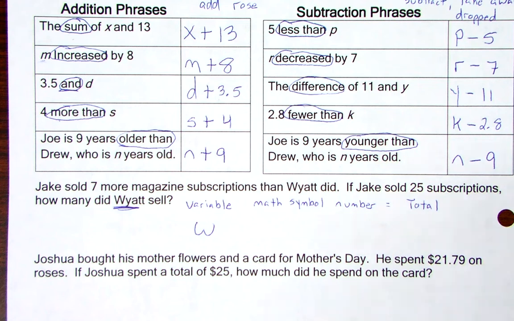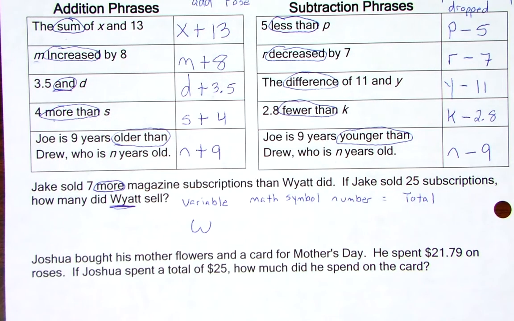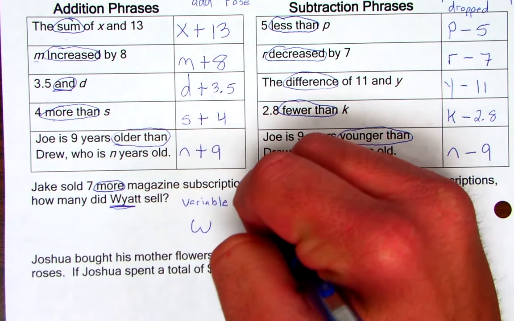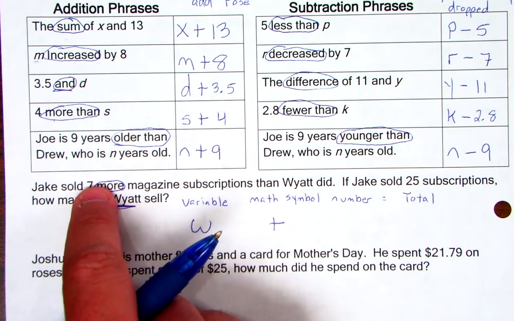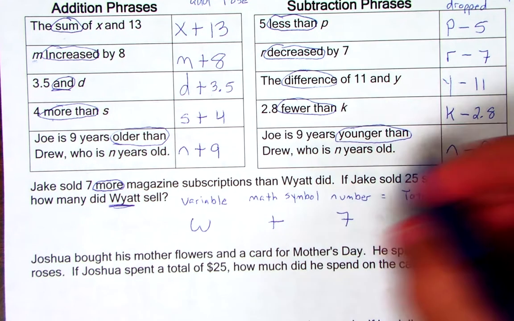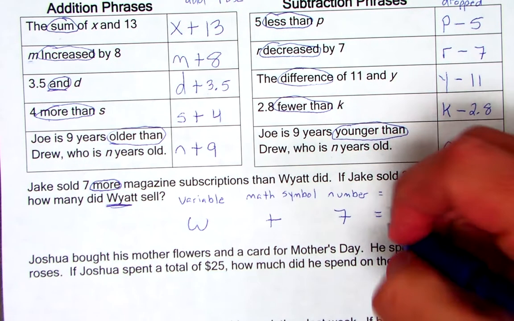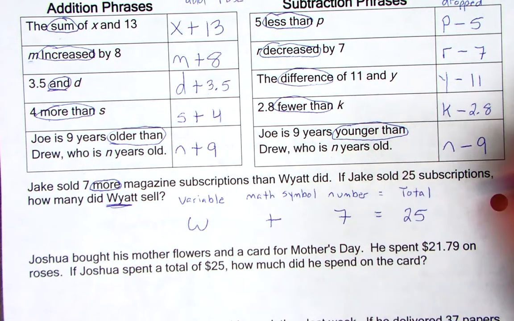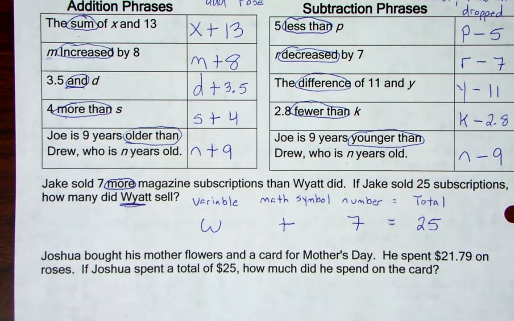Jake sold 7 more. Here's my keyword. More means what math operation? It means to add. How much do I have to add to it? I have to add 7 to it. If you add 7 to it, what should your total be? 25. Bam! Wrote my equation: W + 7 = 25. Alright, now how do we solve this equation?